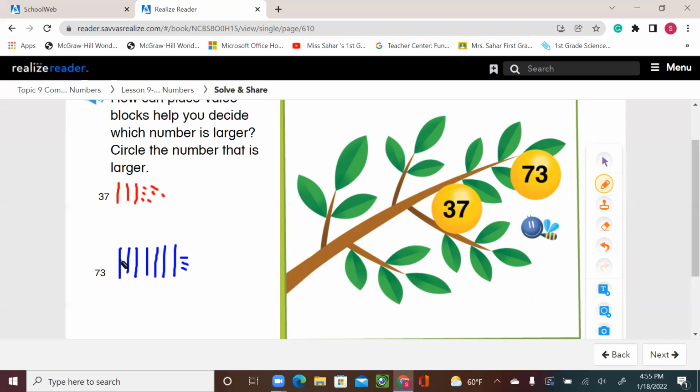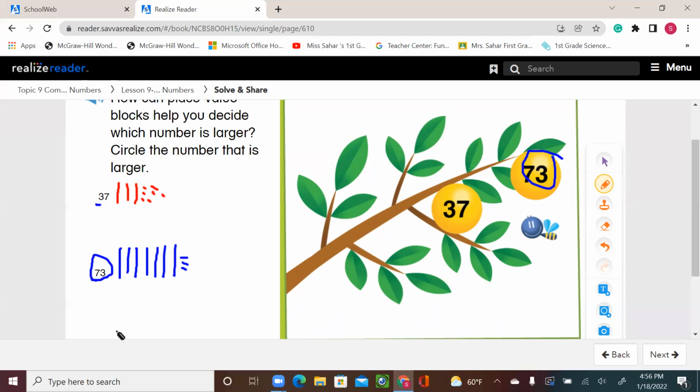So I know the rules. If I'm comparing two numbers, the two numbers have two digits, so I'm looking for the tens. I see the first number, 37, had 3 tens, and the second number, 73, 7 tens. That means 73 is bigger or greater or larger than 37. So that's the larger number.